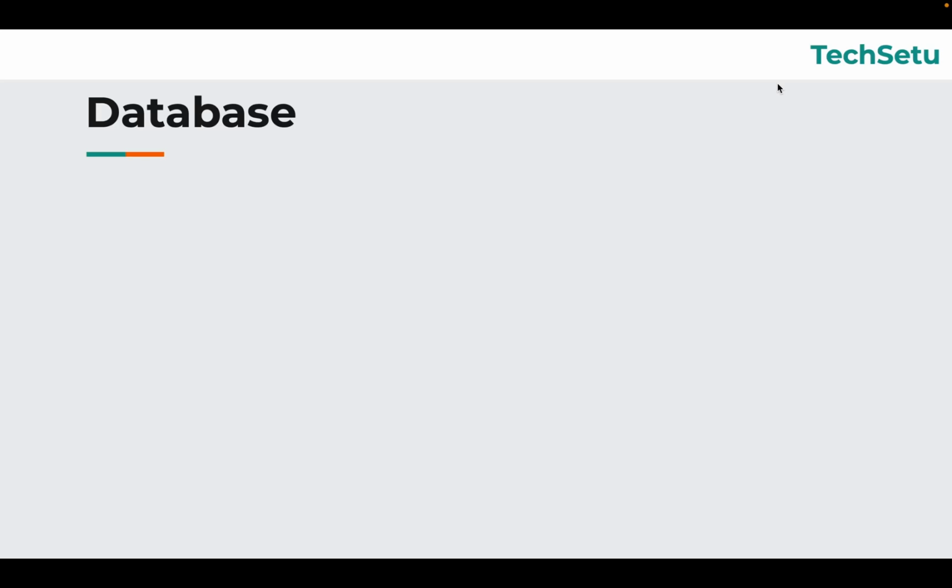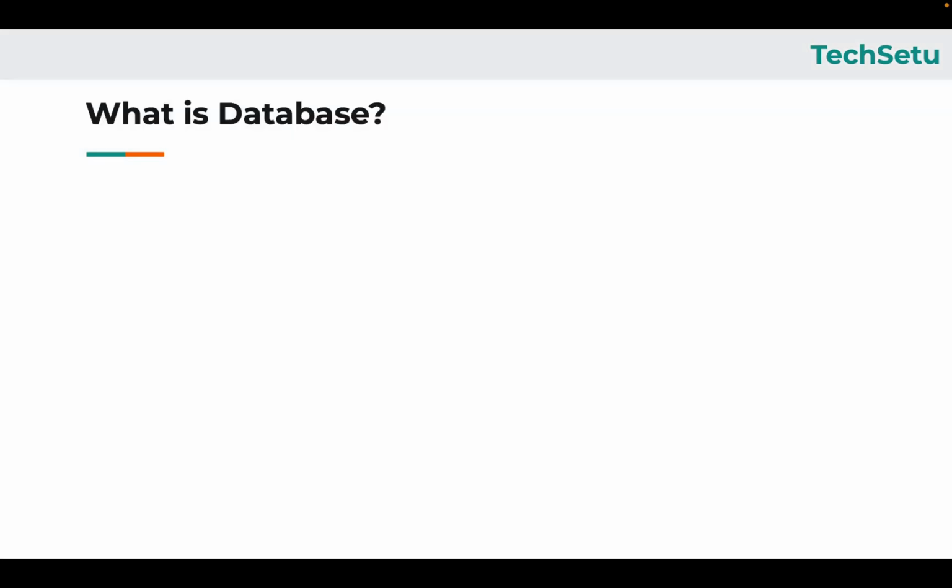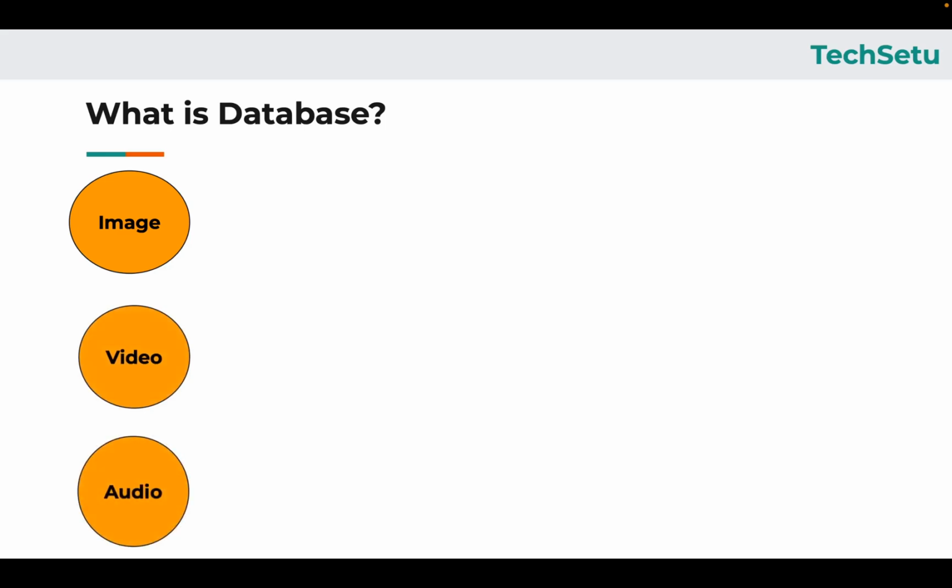In the last lecture we have seen the difference between data and information. In this lecture we are going to see the database in detail. So let's move ahead. What is a database? We have seen the types of data: it can be in textual format, number format, an image, a video, or an audio, and collectively we call this data. Now to store the data, we require the database.